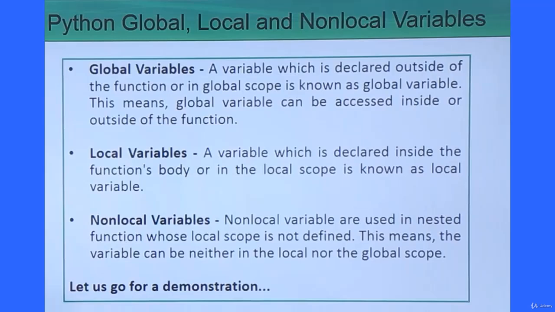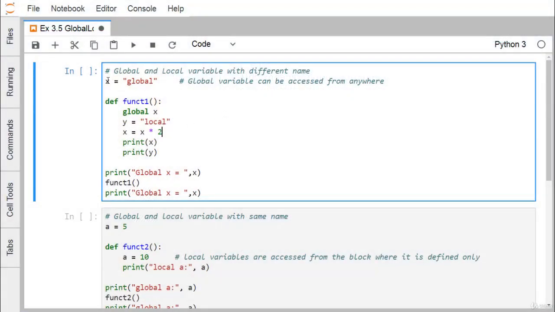I think the concept is not getting clear to us, so let us go for one practical demonstration for better understanding. In this example, we have defined one x outside of the function 1. So it is a global variable x, containing the string global. Within the function 1 we have declared this global x, that means we are referring to the same x variable here. y has the scope local and it has been initialized with the string local.